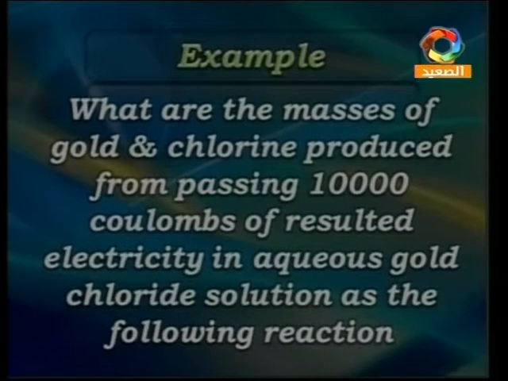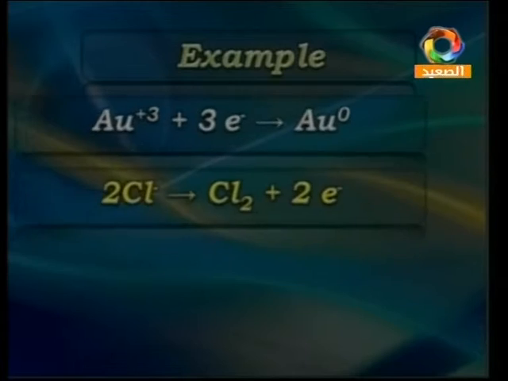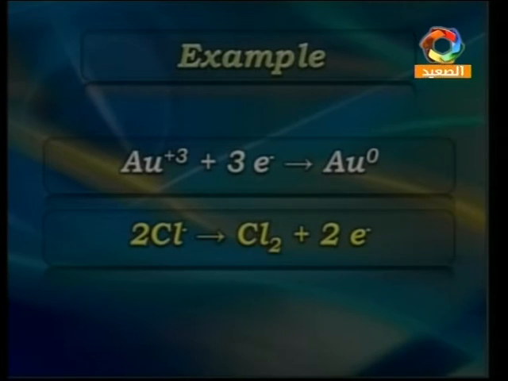I need the mass of each one, gold and chlorine, of each compound found in the following reaction. The reaction is Au³⁺ gaining 3 electrons to change into atoms of gold. Again, Au is the gold ion, positive 3, plus 3 electrons gained by this ion to change it into Au atoms. And the chlorine, 2 Cl⁻, gives us Cl2 plus 2 electrons by losing electrons.